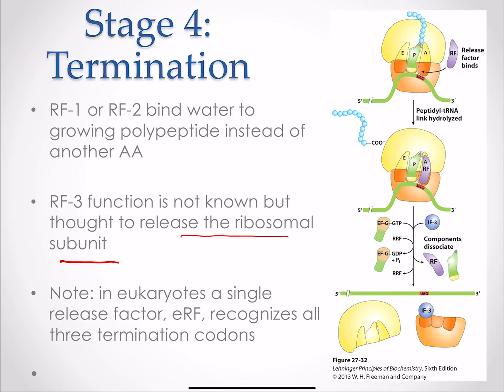So in eukaryotes, there is a single release factor, eukaryote release factor, that recognizes all three termination codons. So again, you have a termination codon that moves into position A. You get your release factor binding, release factor 1 or release factor 2, depending on which codon is used. If it's a UAG or a UAA, release factor 1 will bind. If it's a UGA or UAA, release factor 2 can bind.